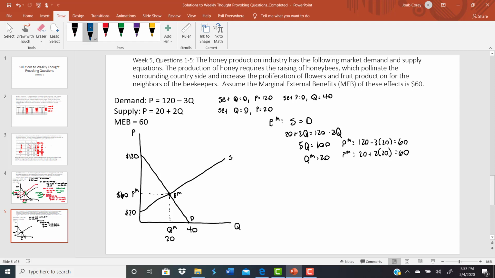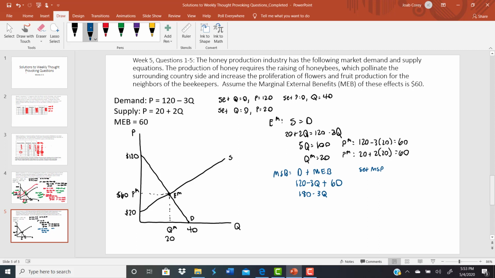So we've got a marginal social benefit curve that we need to figure out by adding the marginal external benefits to our demand curve. The demand curve is 120 minus 3Q, and we're adding to that the 60 in marginal external benefits that these bees are causing through their pollination efforts. So that's going to be equal to 180 minus 3Q.